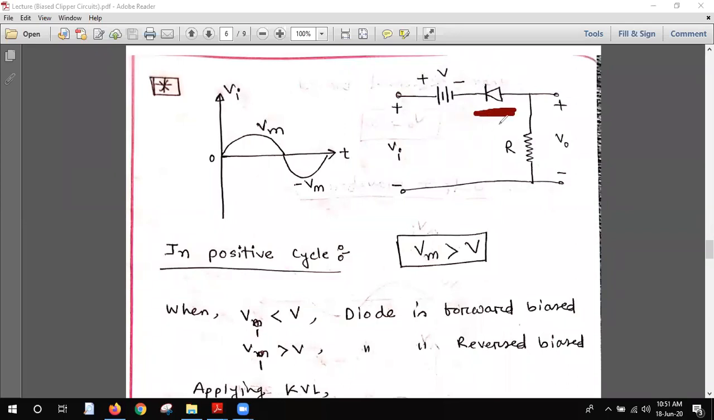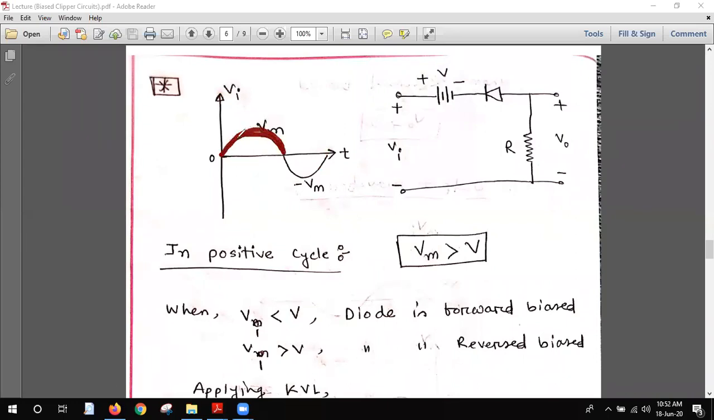This is the clipper circuit. This is the input voltage, the sinusoidal voltage, which has a positive cycle and also a negative cycle. So what we will do is first analyze the positive cycle, and then analyze the negative cycle. Let's go for the positive cycle first.